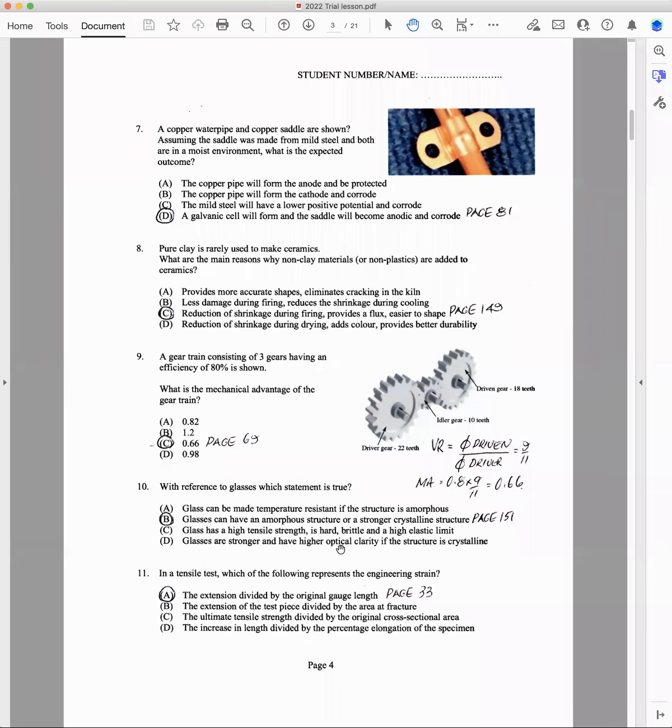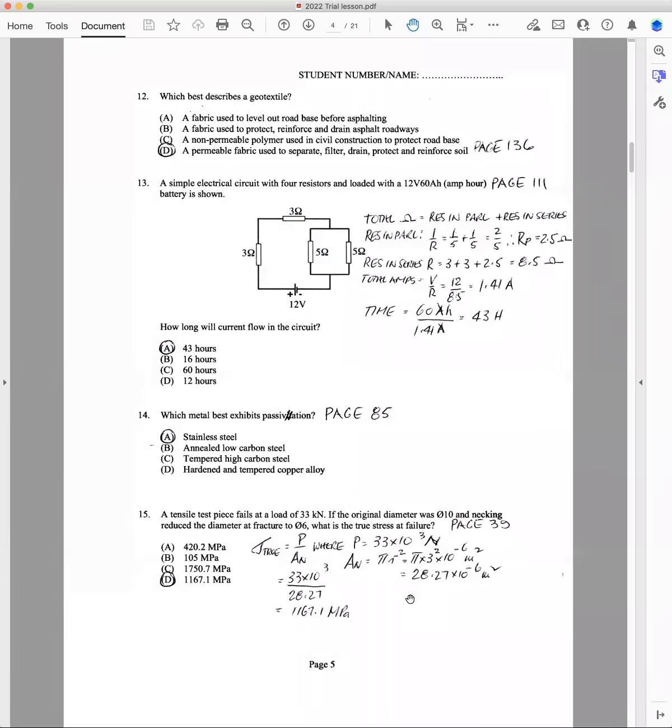If a glass structure is crystalline, it has a lower optical clarity than a normal window glass. Question 11, in a tensile test, which of the following represents the engineering strain? Engineering strain is the change in length over the original gauge length. Remember, engineering strain is based on the original gauge length, and engineering stress is the load over the original cross-sectional area. So response A is correct, and that's on page 33.